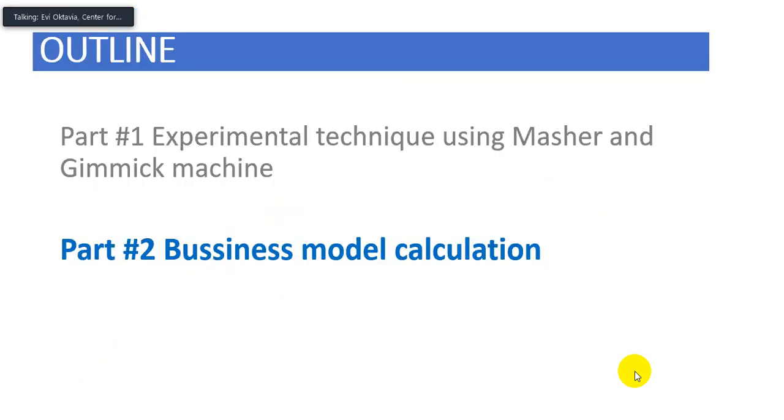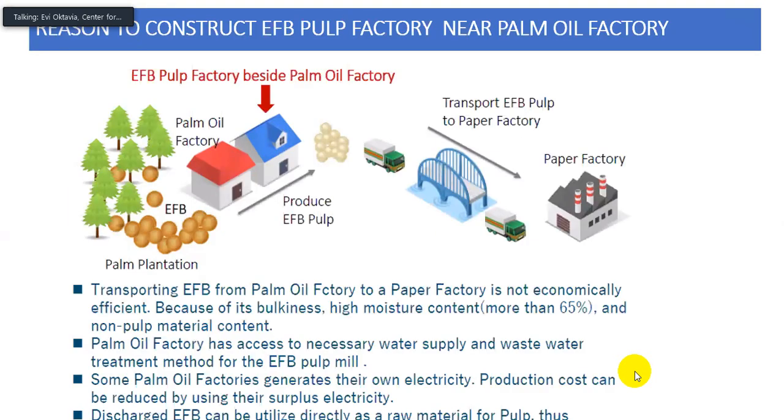This is part two. Why I think it's important: because this is a pilot project, we need to calculate the business model. The reason it is necessary to construct an EFB pulp factory at your palm oil factory is that transporting the EFB from the palm oil factory to a paper factory is not economical, because of its bulkiness, high moisture content of more than 65%, and also other non-pulp material. That's why the palm oil factory has access to the necessary water supply and wastewater treatment for the EFB pulp.